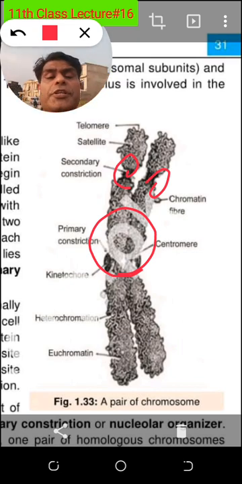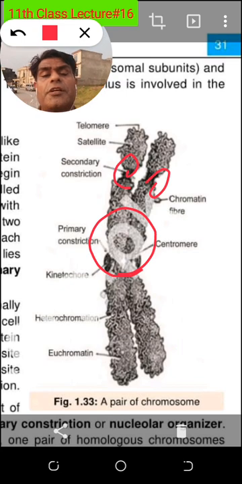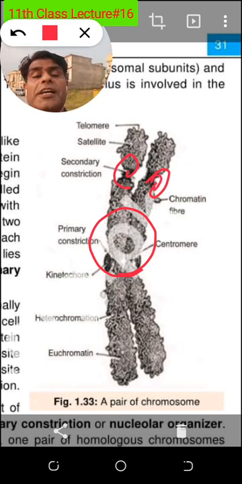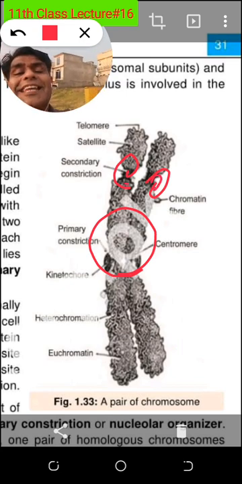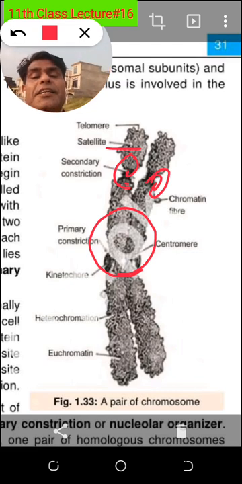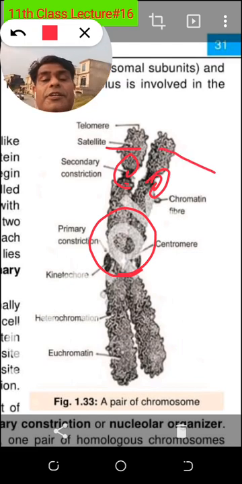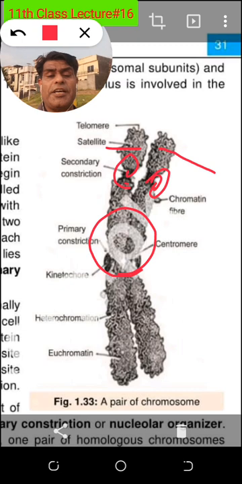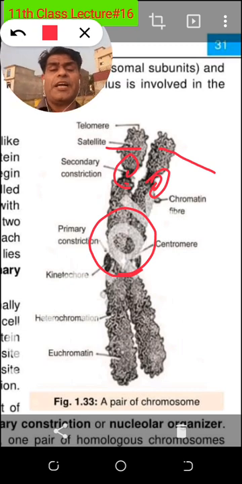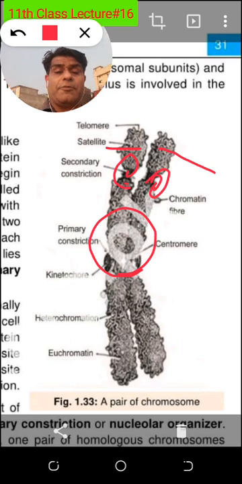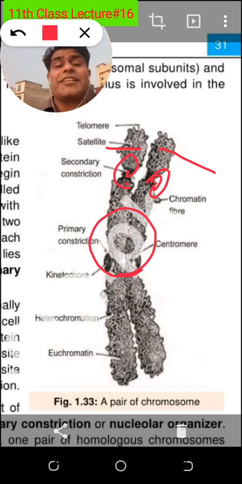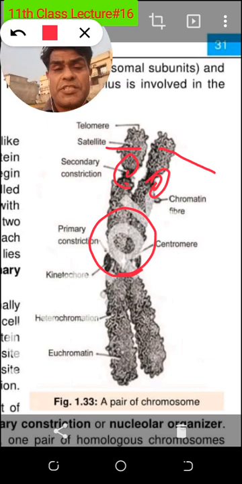The secondary constriction, I would like to tell you, this is the secondary constriction. Secondary constriction is a nucleolar area. You are watching another area behind the secondary constriction. If you are watching here, you are watching the area just behind the secondary constriction. This area is called the satellite. The satellite is important in the sense because it consists of a useless sequence of DNA.